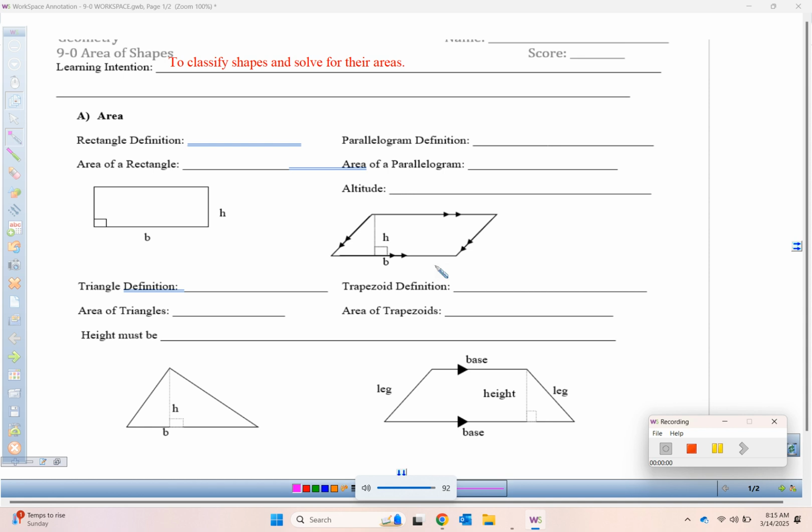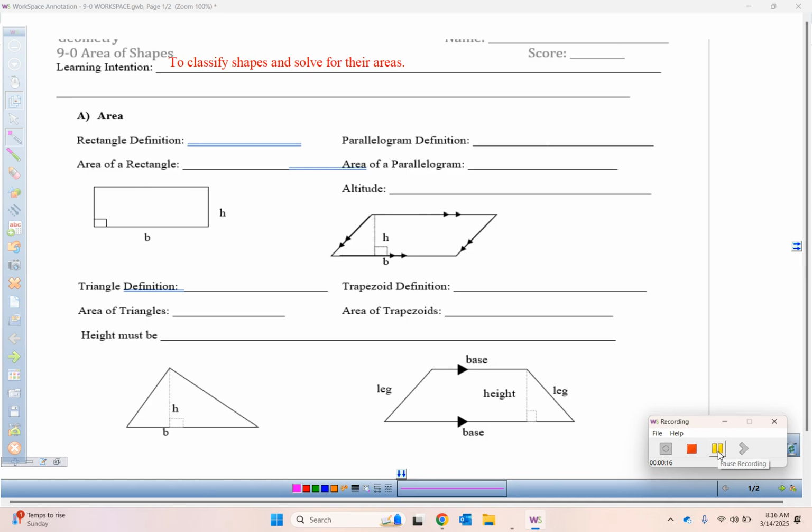All right, so we're looking at lesson 9-0 today, area of shapes. And today's learning intention is to classify shapes and solve for their areas. So let's go ahead and take a minute and get that down. All the shapes we've talked about a couple chapters ago, we're now going to be solving for their areas. Today we're also going to be looking at their perimeters a little bit. But as far as our lesson goes, we're just writing down areas and formulas.